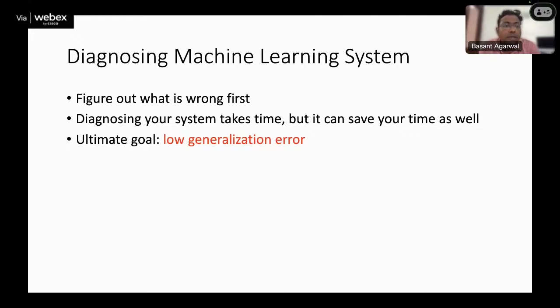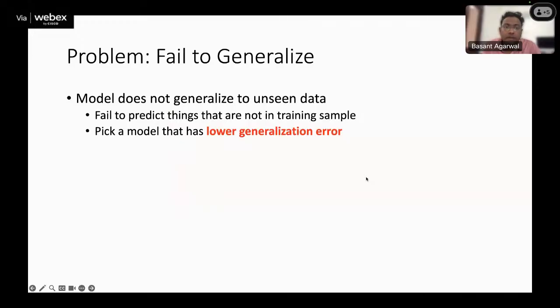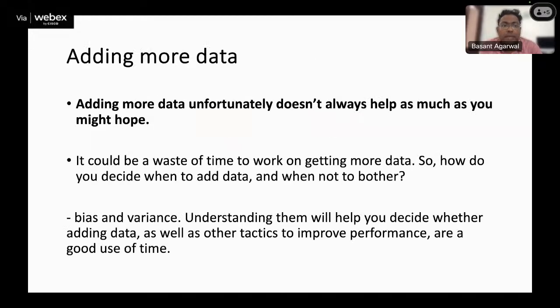Ultimately, the aim of developing a machine learning model is to achieve low generalization error, minimum error on unseen data. If the model does well in training but does not perform well when predicting real situations, then it does not have low generalization error. So that is our main aim.